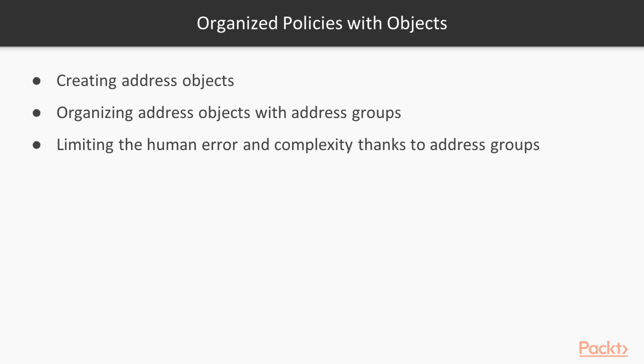And finally, we're going to look at limiting the human error and complexity thanks to using those address groups in our policies. What I mean by that is, instead of you making a policy each time that you need to allow or restrict some traffic, you just need to add that particular IP into an object and add the object onto an existing rule that already has the group. So don't worry, we'll take a look at that and you're going to be understanding that in no time.